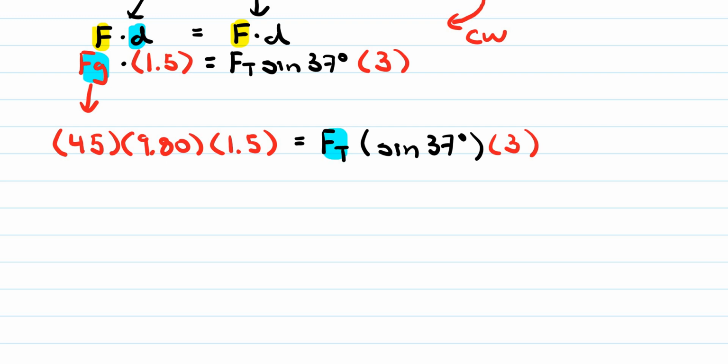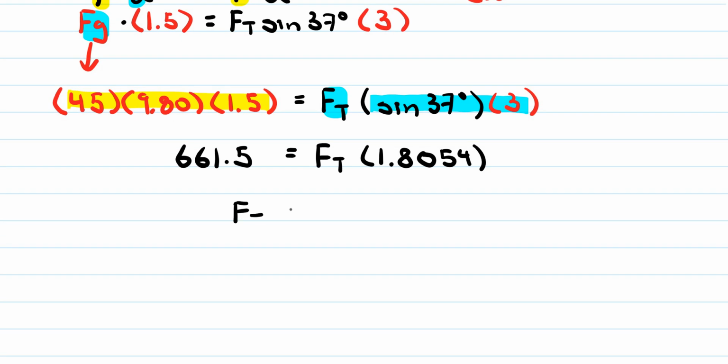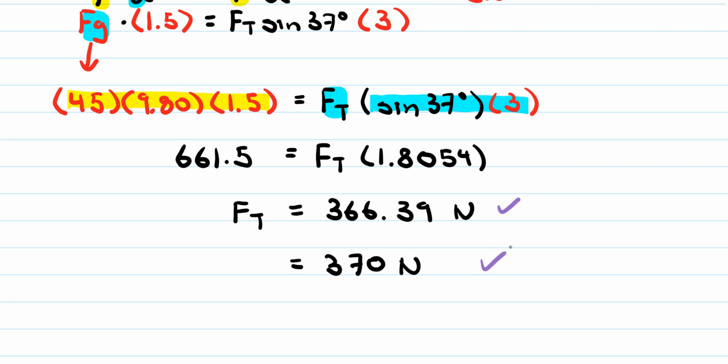So now you're off to your calculator here. So if I multiply these three numbers here, I'll get 661.5. And on the right hand side I get force tension, and if I multiply these numbers together I will get 1.8054, and then you can now find force tension by taking the 661.5 and dividing that by 1.8054, and you'll get roughly 366.39. And if you round that to two significant figures, that's going to be 370 newtons. All right, so either one of these answers is a suitable correct answer for this particular problem.